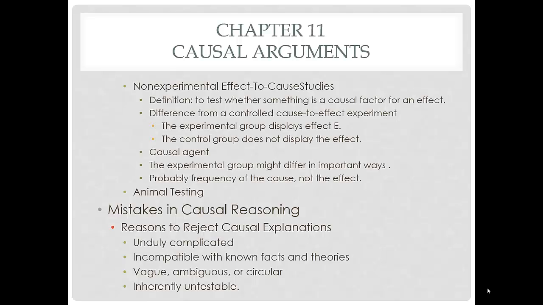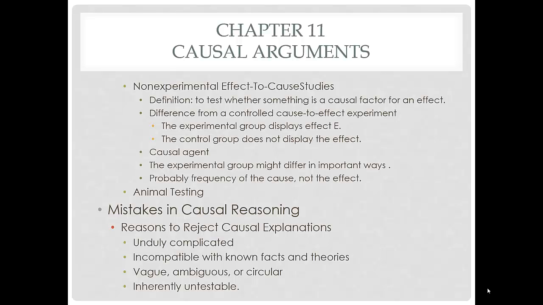In the non-experimental effect-to-cause study, the cause is introduced by something else, and the effect is known, but the cause is not. Now, the difference between the non-experimental effect-to-cause study and the non-experimental cause-to-effect study is, again, a reverse of the goal. In the non-experimental cause-to-effect study, the cause is known, the effect is not. In the non-experimental effect-to-cause study, the effect is known, but the cause is not.